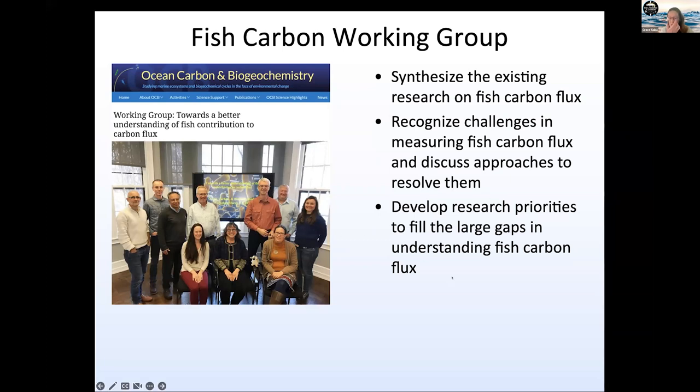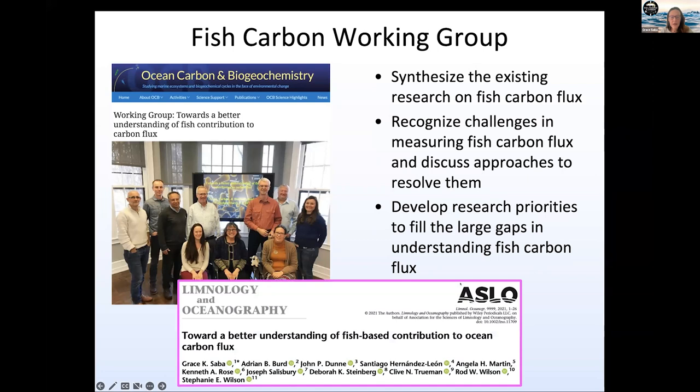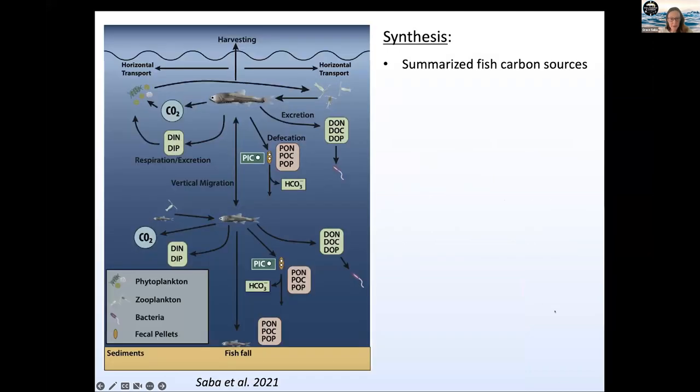So what were the research priorities? How could we fill in gaps in understanding, better understanding fish carbon flux? And so this work culminated in a paper in Limnology and Oceanography that was published in 2021. The authors on this paper are the members of the working group. And this paper basically put out what we found in these three major goals of the group. And that's mainly what I'm going to be presenting right now.